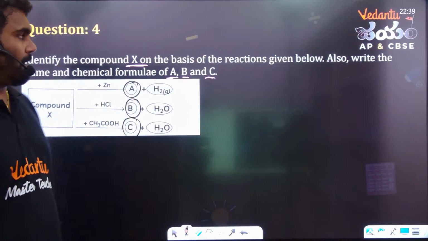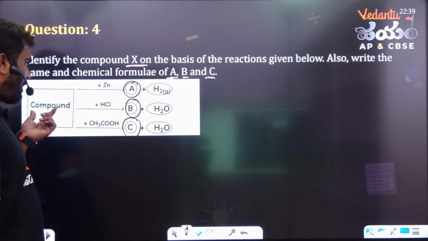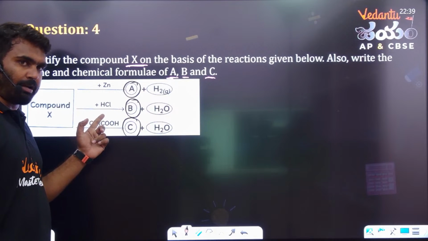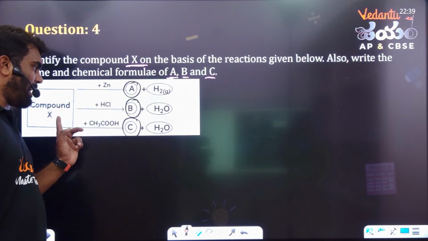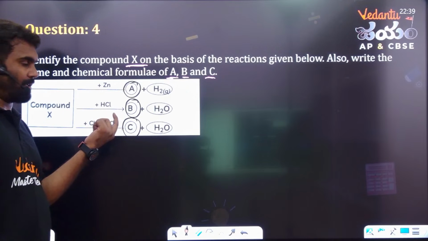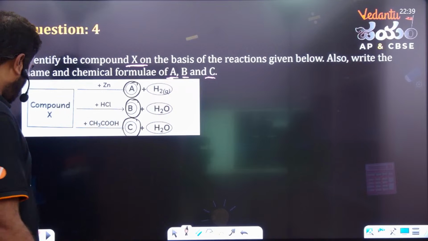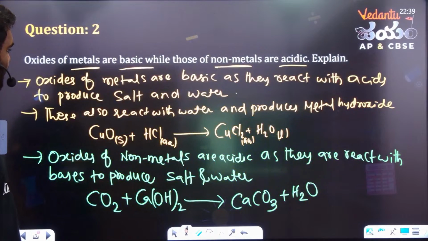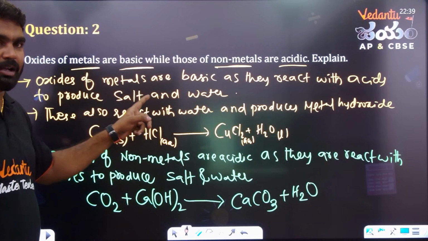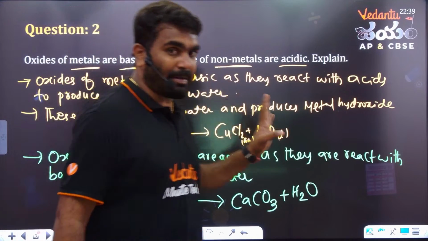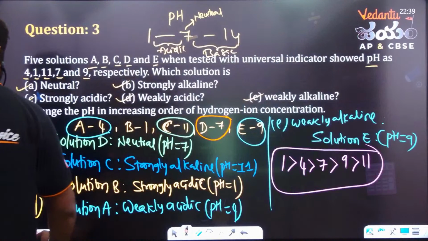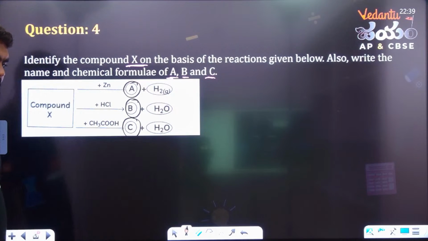Okay. What you can see here: the compound is reacting with zinc and giving hydrogen gas, reacting with hydrochloric acid and giving water, and reacting with acetic acid and giving water. So in two cases it is reacting with acid and giving water. As we saw in the previous question, they are basic as they react with acids and produce salt and water. So it must be a base.